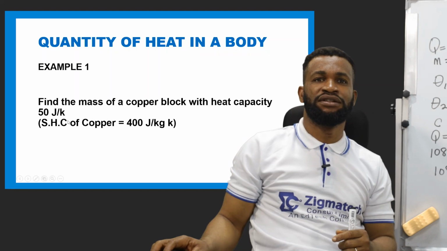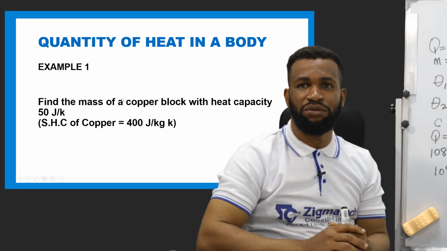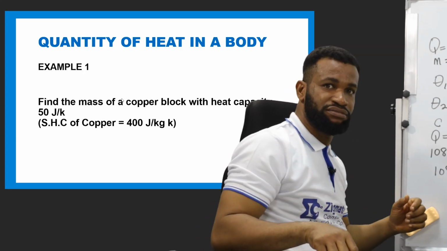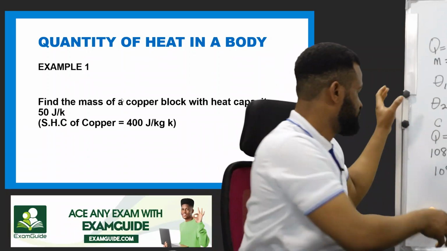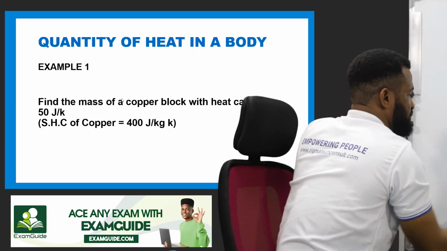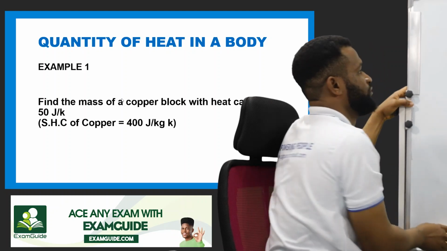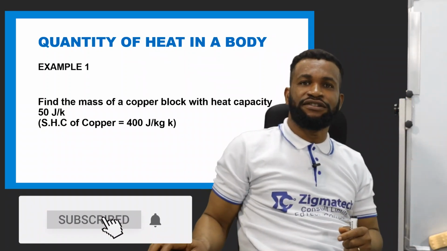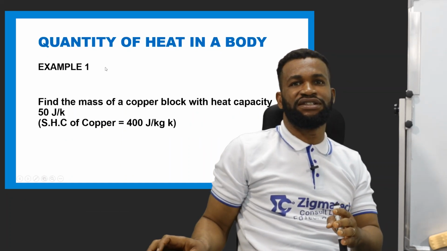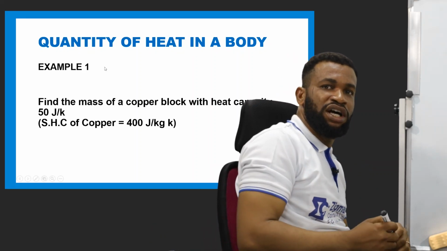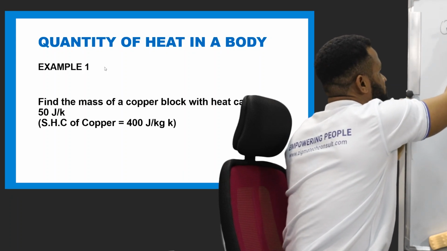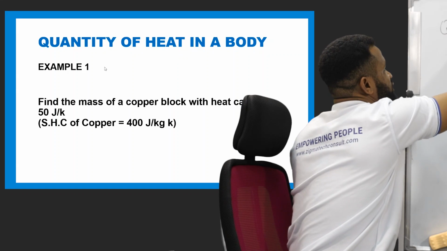Now, we also have another one. It said, find the mass of a copper block with heat capacity 50 joules per Kelvin. Now, this question is drawing us a little faster because we are going to look at what heat capacity is as a whole. However, we have that quantity of heat is equal to mass times specific capacity times change in temperature.